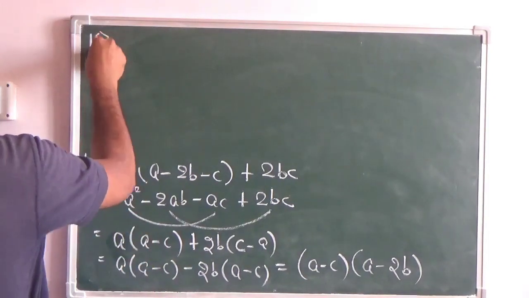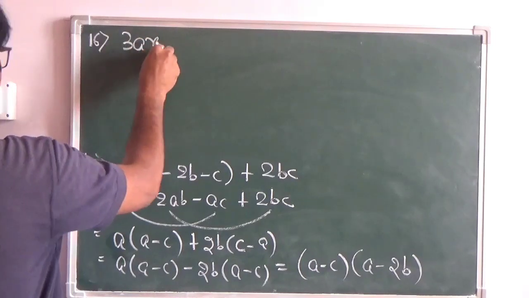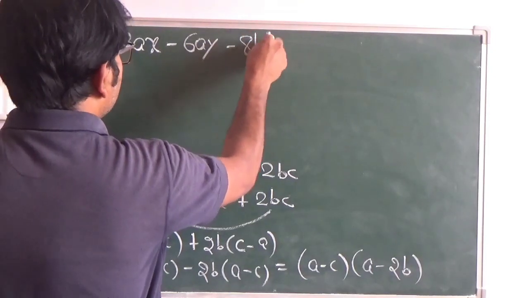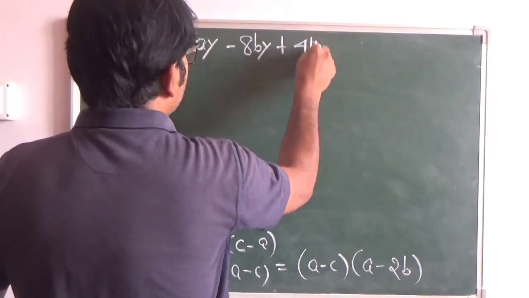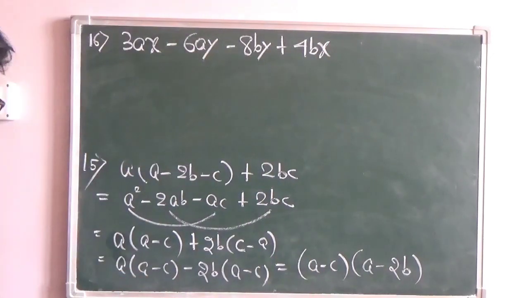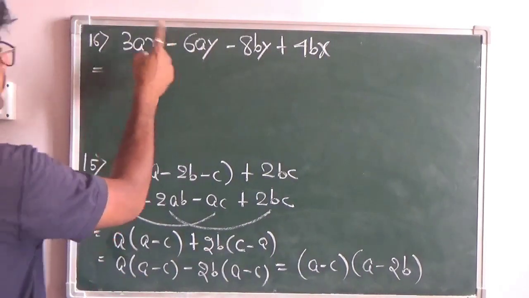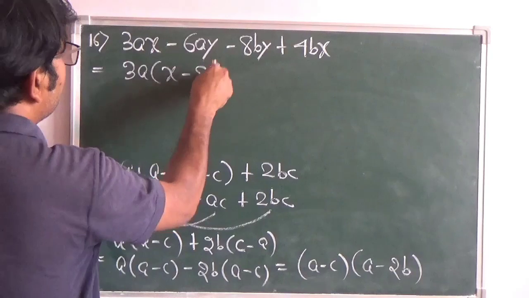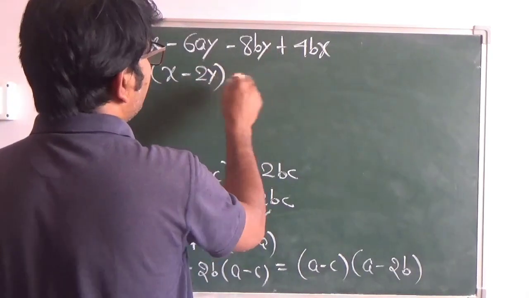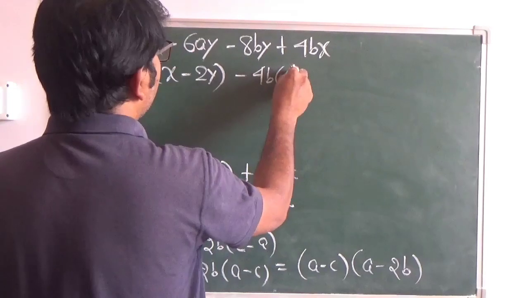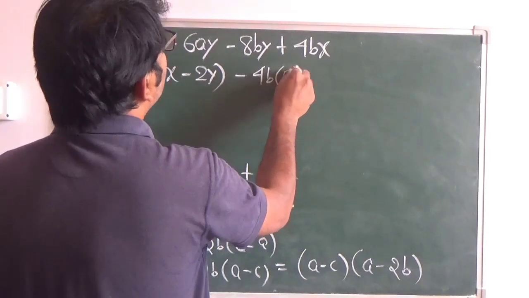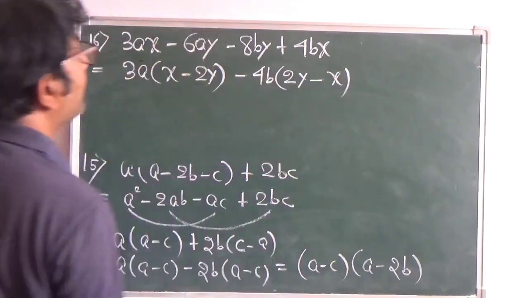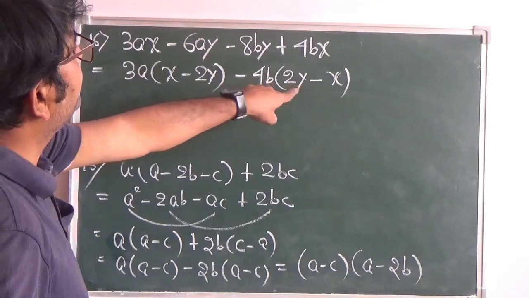Number 16 is 3ax minus 6ay minus 8by plus 4bx. So from the first two we can take 3a common, we will be left with x minus 2y. From the second we take minus of 4b common, then we will be having 2y minus x. So it is minus 8by and plus 4bx.